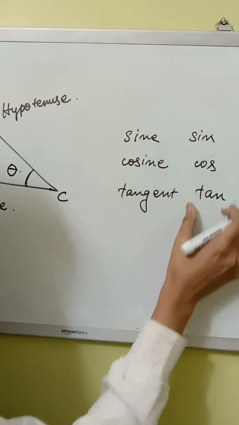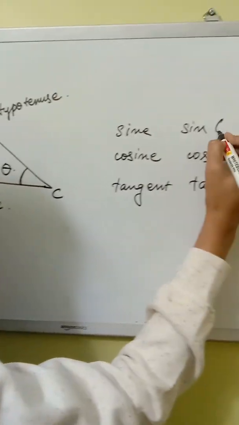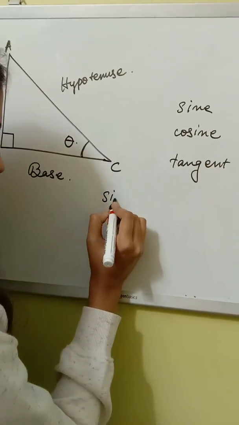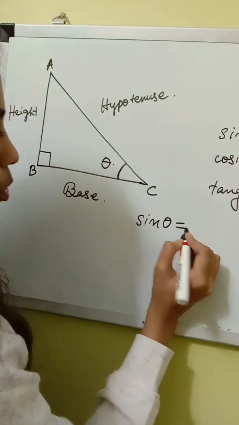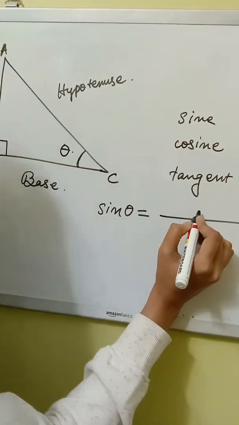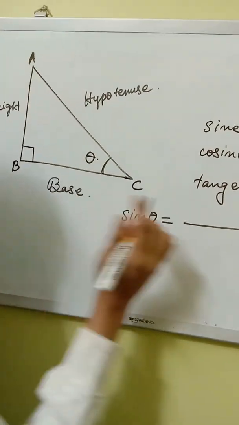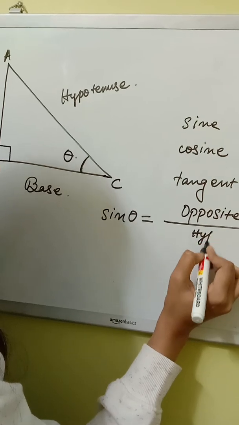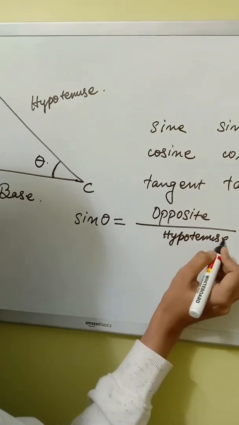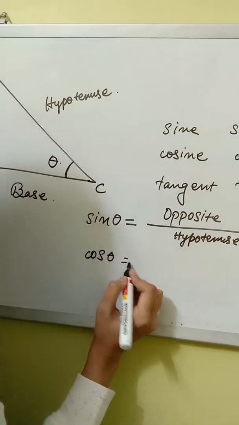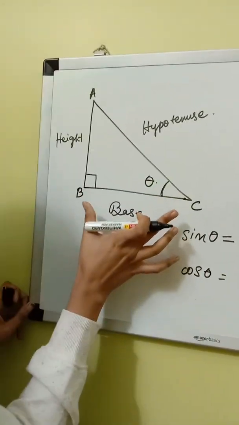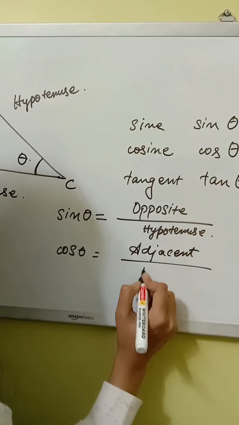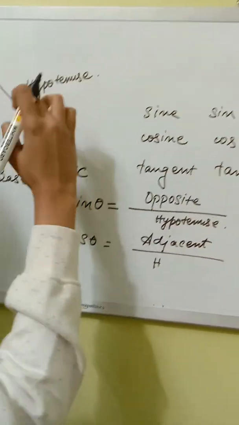Now we will put these three functions on theta and we will try to find out the value of these. So what is sine theta? Sine theta is equal to the side opposite to theta. Here it is the height. So I will write opposite divided by hypotenuse. Cos theta is equal to the side adjacent to theta. Here it is the base, adjacent divided by the hypotenuse, which is AC.